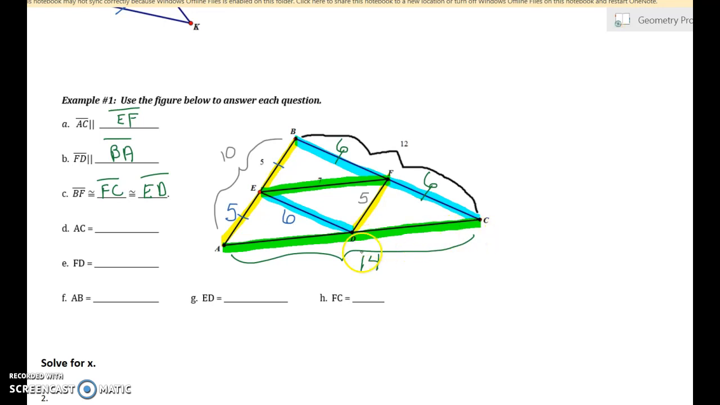A to C is that whole green one, which is 14. F to D is that little mid-segment that's yellow, so that's 5. A to B is this whole base, which is 10. E to D is the mid-segment that's blue, which is 6. And F to C is half of the base, which is 6. When you're dealing with numbers, I find it easier to fill in all the numbers that you can and then come back and answer.